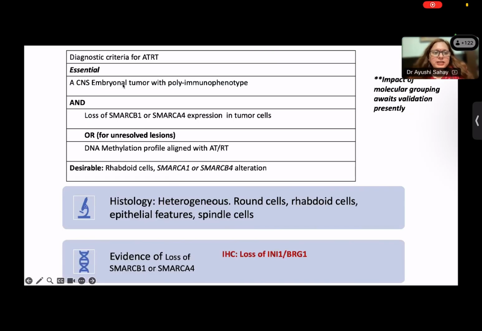So again, the diagnostic criteria of ATRT include a CNS embryonal tumor with a polyphenotypic immunophenotype. You can have a multitude of markers positive, like GFAP, you can even have synaptophysin, OLIG2. So if you do only one marker, you can get confused with the differential. So do a panel of markers, but the important thing is that you should definitely do INI1 if you're thinking of an embryonal tumor, regardless of morphology. And if you're able to demonstrate the loss of INI1 or BRG1, that is generally considered surrogate evidence for loss of SMARCB1 and SMARCA4, and it is considered diagnostic.